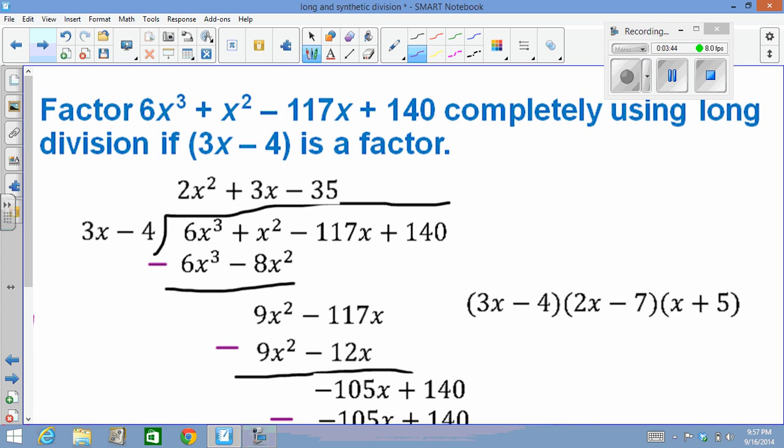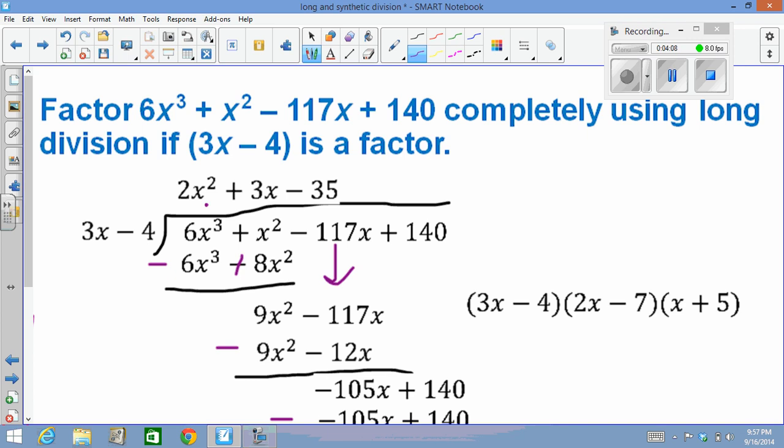So I'm going to multiply 2x squared times 3x, which gives me 6x cubed, and 2x squared times negative 4, which gives me negative 8x squared. I draw a line, and I'm subtracting those, so I'm going to change that to a negative 6x cubed and a positive 8x squared. So I'm going to add down, which gives me 9x squared. I bring down the negative 117x, and then I'm going to do the same process again.